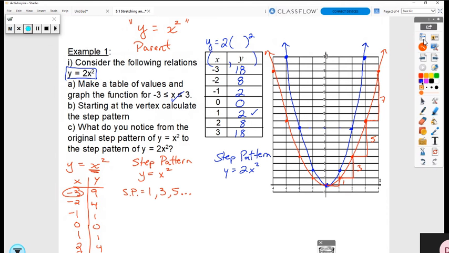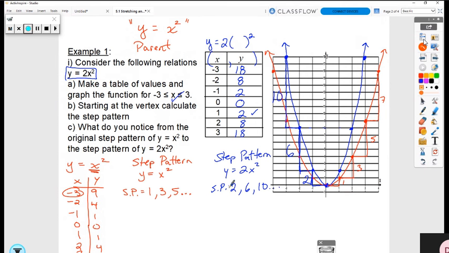Now, let's have a look at the blue. It's over 1 up 2. You see that? Over 1, up 1, 2, 3, 4, 5, 6. Up 6. And then over 1, up 1, 2, 3, 4, 5, 6, 7, 8, 9, 10. So the step pattern for the blue one here is 2, 6, 10, dot, dot, dot.